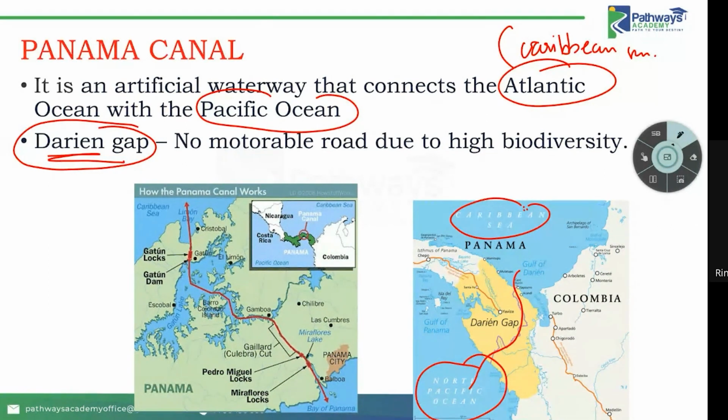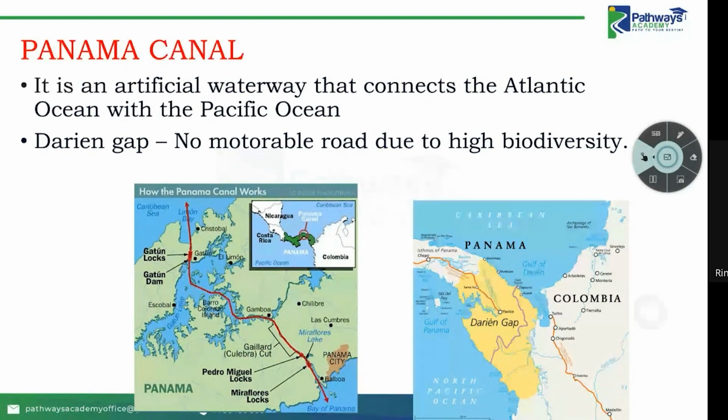So these two are important. Panama Canal connects the Caribbean Sea and the North Pacific Ocean, and there is a gap known as Darien Gap. It is famous for biodiversity. It does not have any motorable road because of its rich biodiversity.